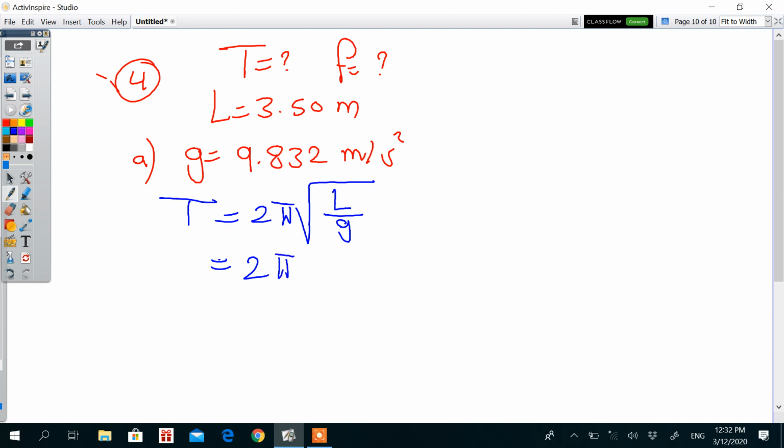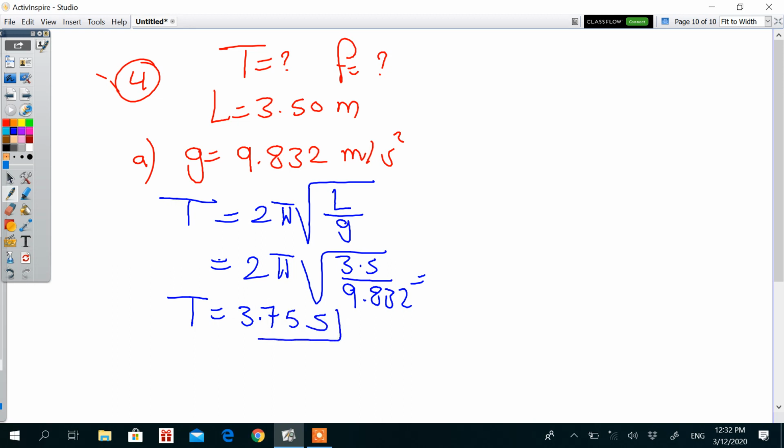2 pi, L is 3.5, over 9.832. And the answer will be, the answer is T equal 3.75 seconds to 3 significant figures. This is the period of this pendulum at the North Pole.